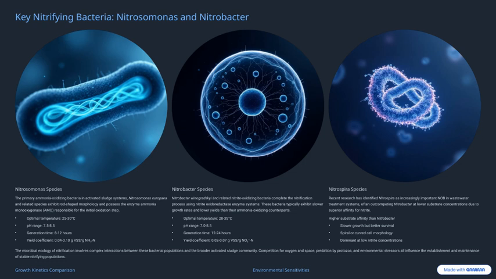Now, turning to Nitrobacter species, such as Nitrobacter winogradskyi, these bacteria are responsible for completing the nitrification process by oxidizing nitrite. They use the enzyme nitrite oxidoreductase. Compared to Nitrosomonas, Nitrobacter grow more slowly and produce lower yields. They prefer slightly warmer temperatures around 28 to 35 degrees Celsius and a pH range of 7 to 8.5. Their generation time is longer, about 12 to 24 hours, and their yield coefficient ranges from 0.02 to 0.07 grams of VSS per gram of nitrite nitrogen.